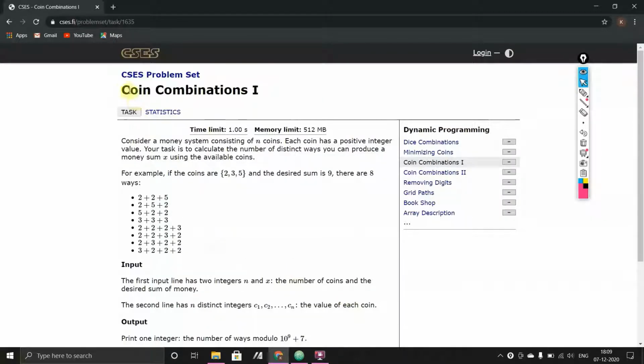Welcome guys. Now I will discuss Coin Combinations I problem in the CSES problem set. So let's read the problem statement. It says consider a money system consisting of n coins. Each coin has a positive integer value. Your task is to calculate the number of distinct ways in which you can produce a money sum x using the available coins. Now again, let's try to understand the problem.